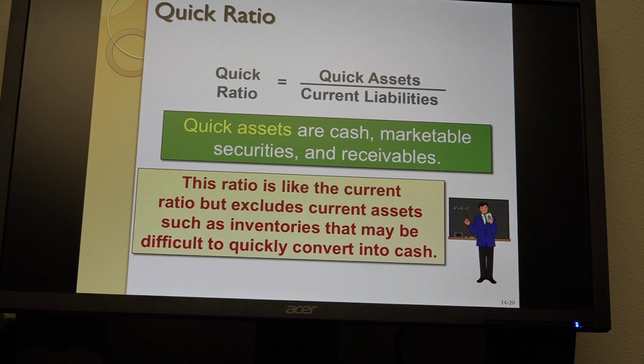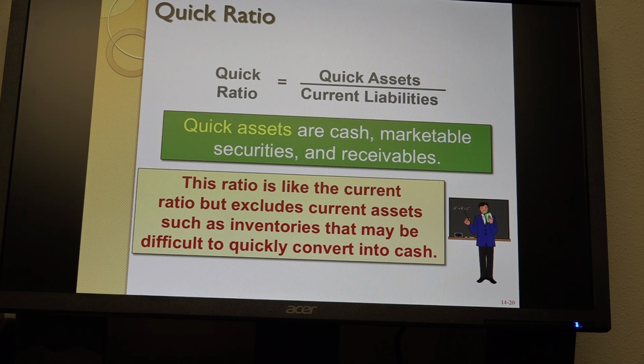So for that reason, because of inventory and also prepaid liabilities, analysts try to look at not only the current ratio but, even more importantly, a good indicator of liquidity, the quick ratio. You have your quick assets, which are cash, marketable securities, and receivables, as your numerator, and your denominator is current liabilities.